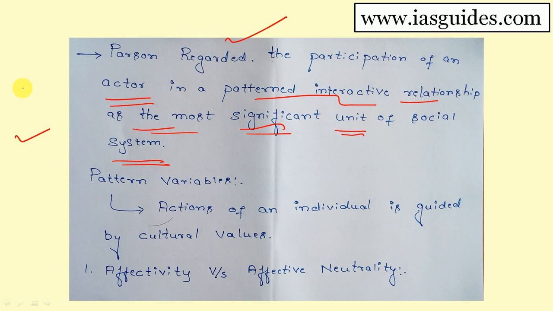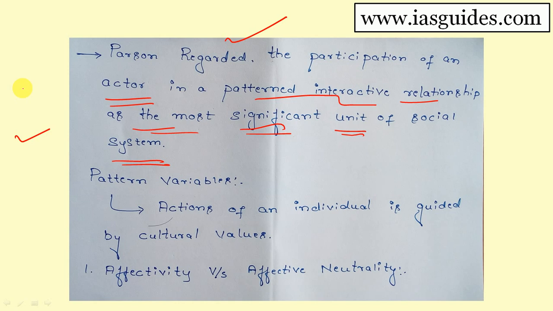Talcott Parsons considers this a very important point to keep in mind. This participation, that means patterned interactive participation between individuals in a society, has two principles. The first principle is status, the second principle is role. Role and status are the two principles of patterned interactive relationship in society according to Talcott Parsons.